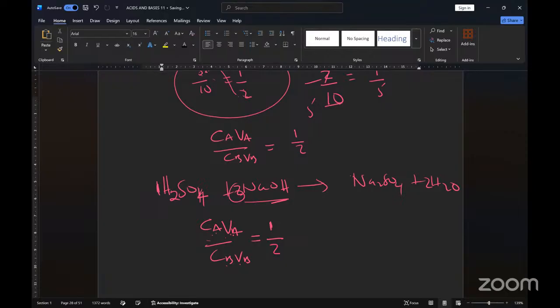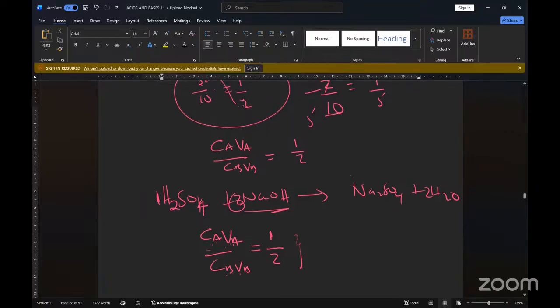It doesn't always have to be acid divided by base. Even base divided by acid will still give you the same thing. Let's look at this. We can say that concentration of base, volume of base divided by concentration of acid, volume of acid must be equal to, so if this is base, whatever is in front of the base, you put it there, 2.